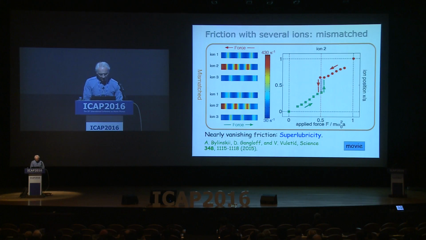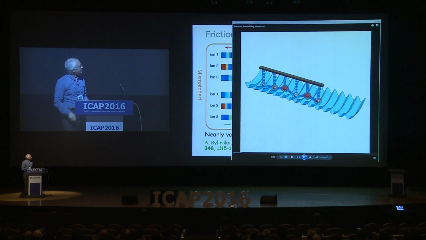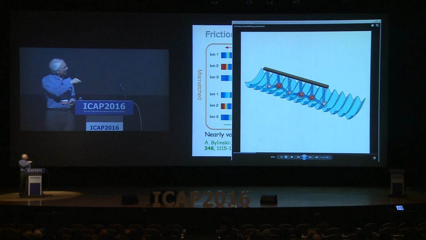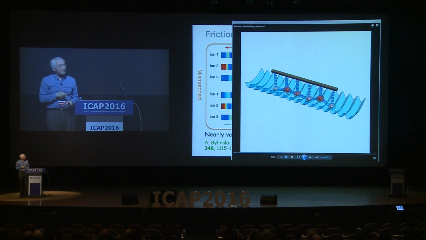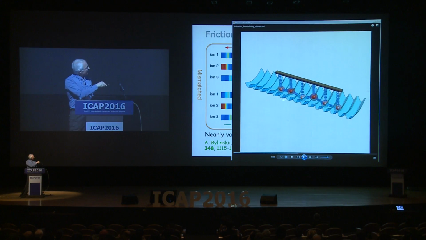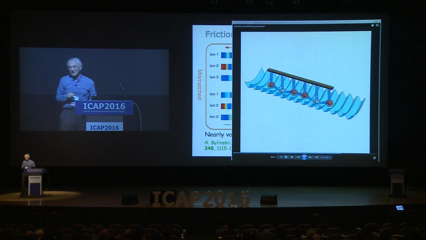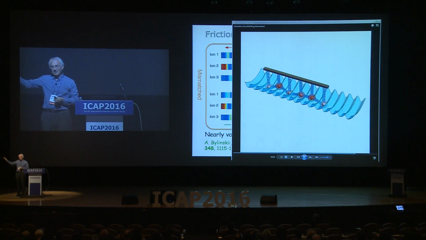So this is what it looks like in a movie. So now, again, otherwise everything has been kept the same. The ions have been slightly rearranged relative to the optical lattice. And now you see what happens is, say, one ion goes over the barrier, it pulls over the next ion, pulls over the next ion, and so on. So it's a caterpillar-like motion.